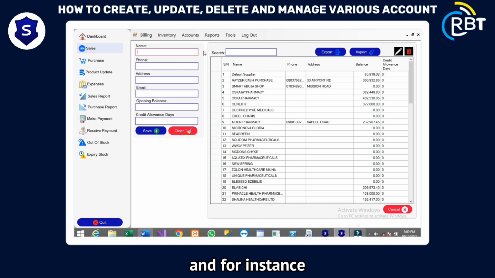And for instance, I could create a supplier and call it Emzo. If I create a supplier, I say Emzo Farmer. That's a company that supplies me all forms of products in terms of drugs. So I could put the phone number, the address, and the email.